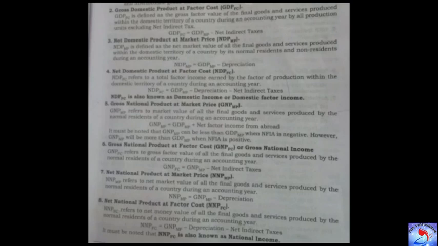Next is the gross national product at market price, and it is calculated using the formula GNP at market price is equal to GDP at market price plus net factor income from abroad. Here, net factor income from abroad.